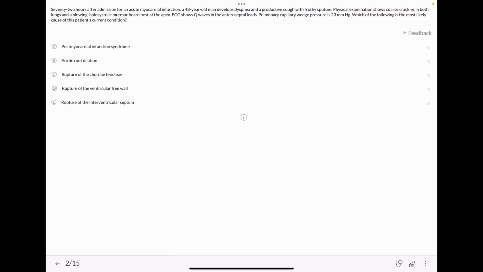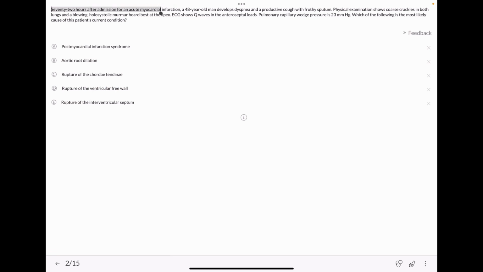Rupture of the ventricular free wall can lead to tamponade. And rupture of the interventricular septum can lead to VSD. So what is this patient having? We're going to figure out from the murmur. We haven't yet checked the murmur this patient has. We have it 72 hours after admission, which is 3 days after admission, for an acute MI.